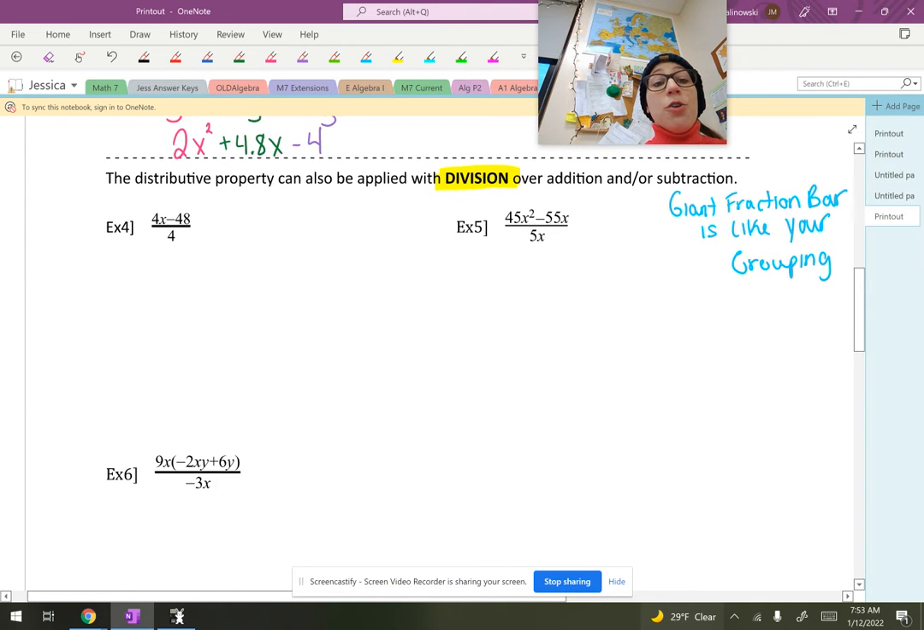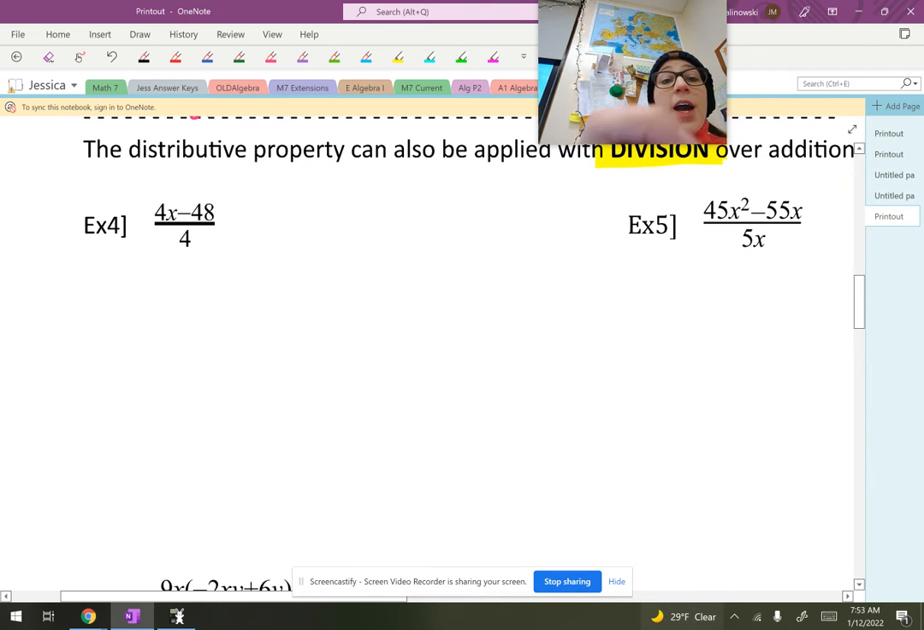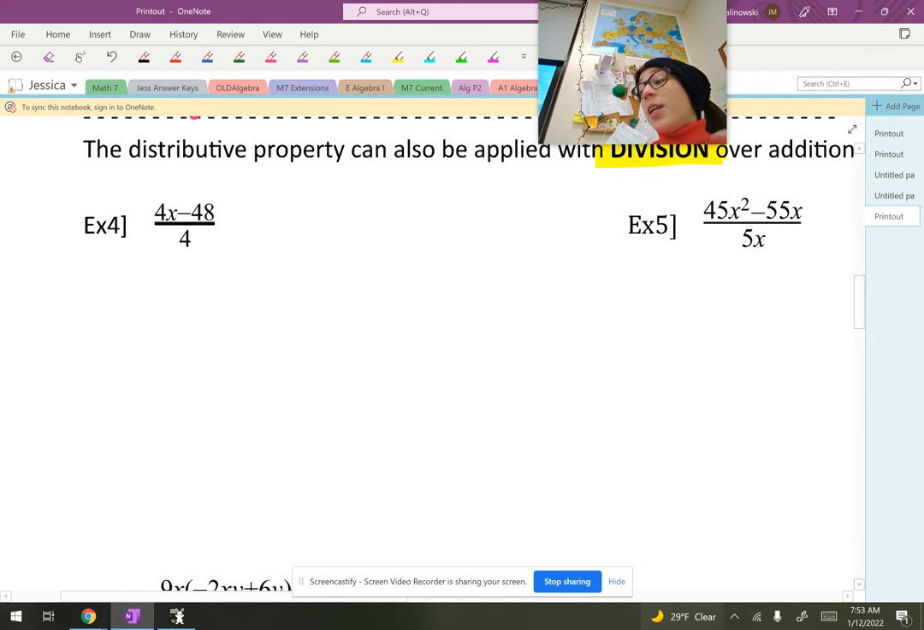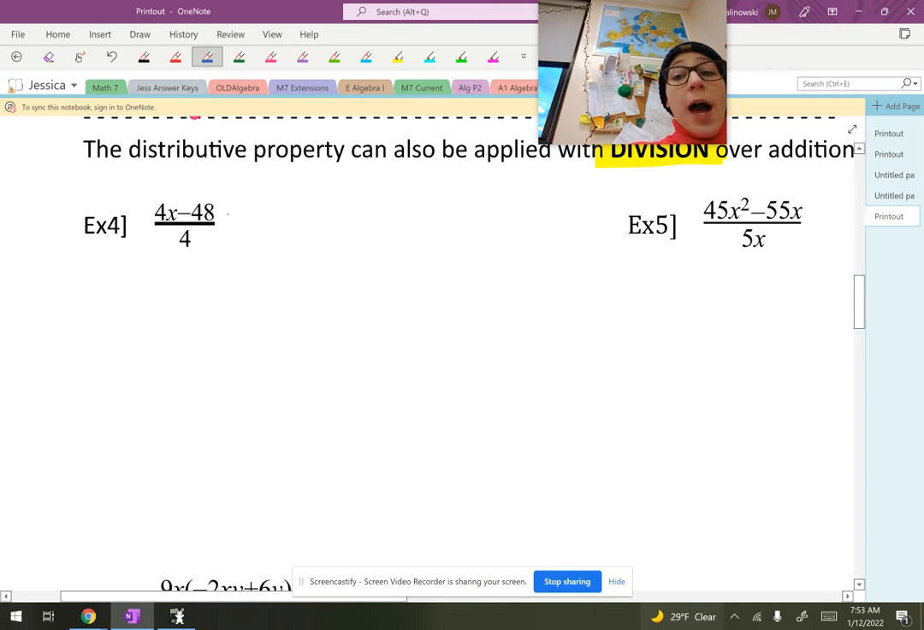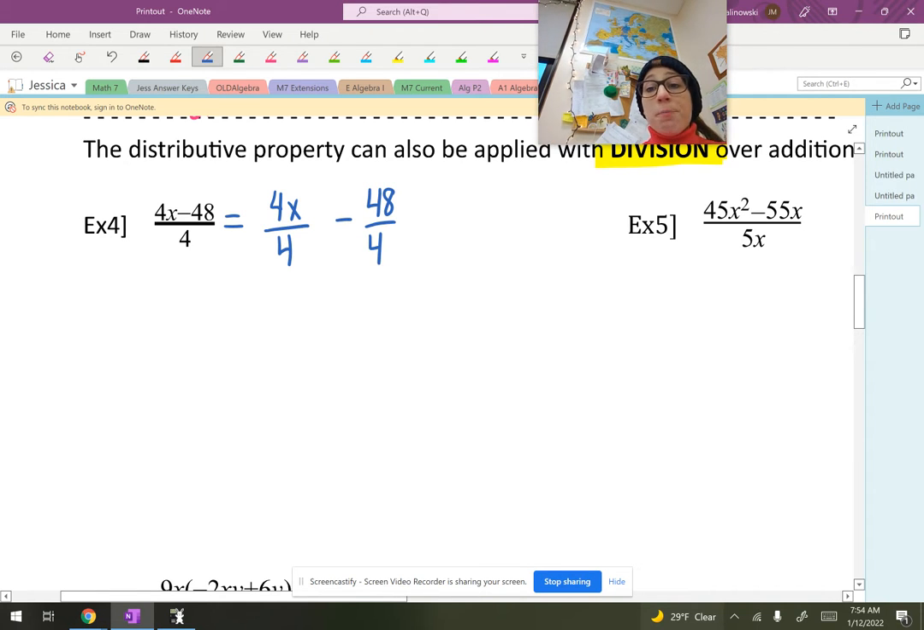So in the past, when we needed to multiply by everything in the grouping, here we need to divide by everything in the grouping. Notice how in example 4 here, that fraction bar is saying that both 4x and negative 48 need to be divided by 4. So I'm going to split that up into 4x divided by 4 minus 48 divided by 4.